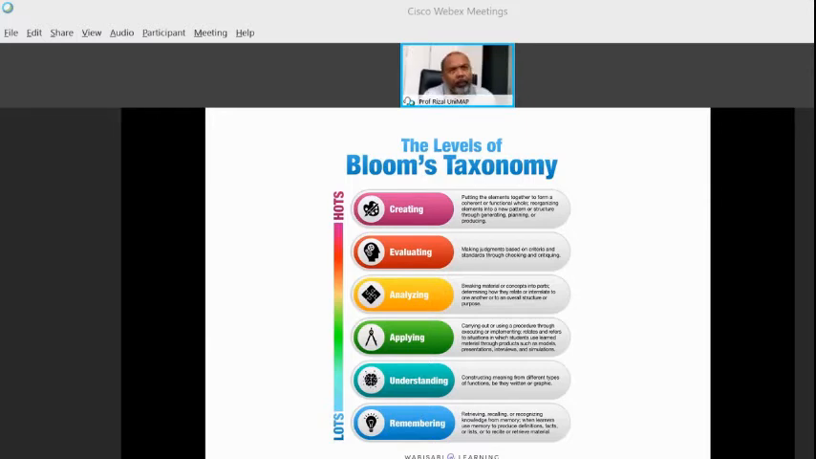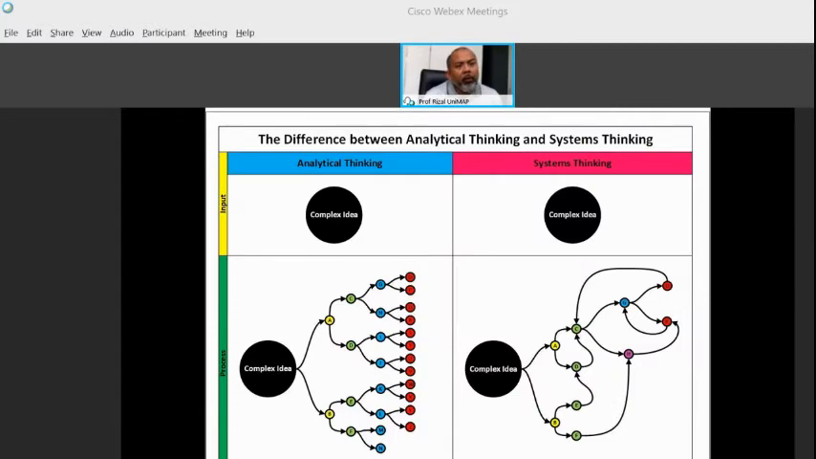So if I can just compare in a more abstract kind of representation, you have analytical thinking and you have system thinking. We have the parts that lead to a system. So in any system we have a subsystem.